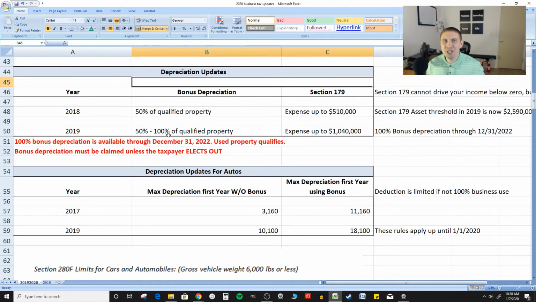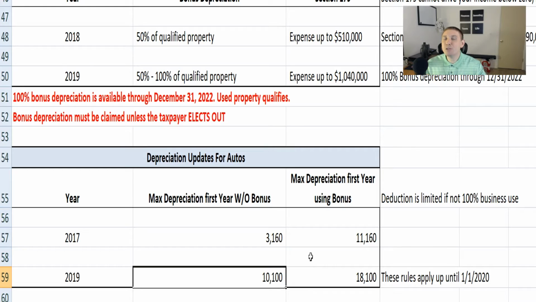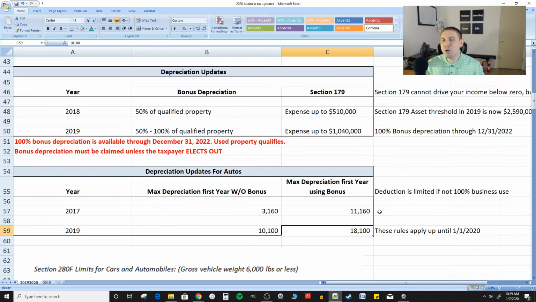Moving on now to depreciation for automobiles. I have some basic information here, but I have a very detailed video that goes way into more detail than this. I will link that video below, or you can find my tax video playlist where you can find that video. As of 2019, you can now take $10,100 in depreciation for the first year without bonus. If you want to use bonus on that automobile, you can now deduct up to $18,100 in the first year. In the video I produced on automobile depreciation, there are larger deductions on this, so check out that video if you want to learn more.